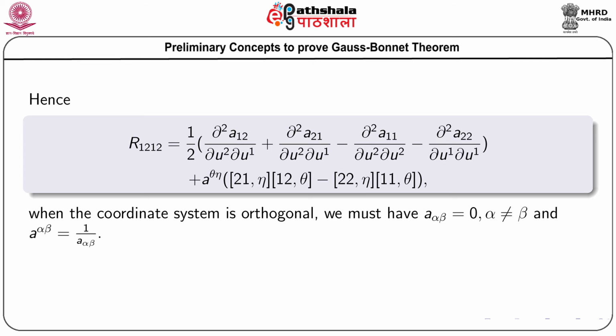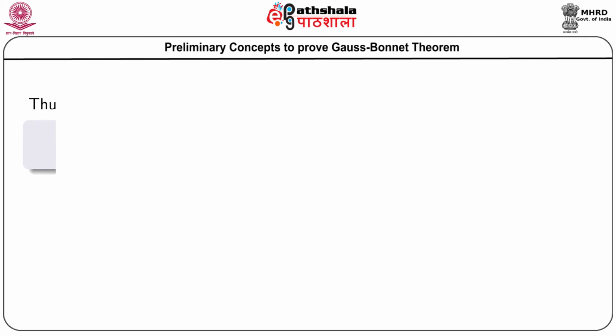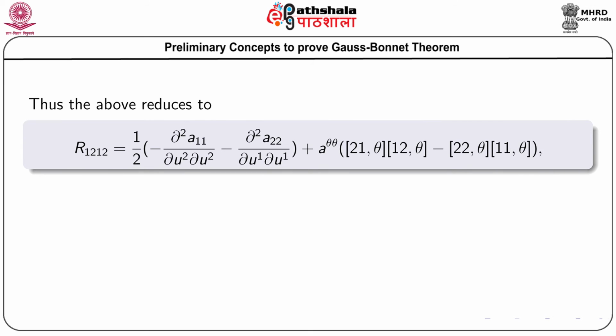Now, when the coordinate system is orthogonal, we have A alpha beta equal to 0 for alpha not equal to beta, that means A 1 2 equals A 2 1 equals 0, and the reciprocal tensor of A alpha beta, that is A upper alpha beta, equals 1 by A alpha beta. So, putting these values in the above equation, we have this expression: R 1 2 1 2 equals half of minus del 2 A 1 1 by del U 2 del U 2 minus del 2 A 2 2 by del U 1 del U 1, and this one is within the first bracket, plus A theta theta, and within the first bracket all these Christoffel symbols of first kind.